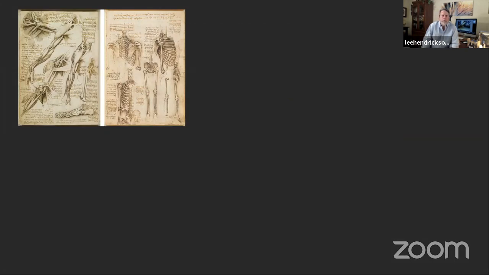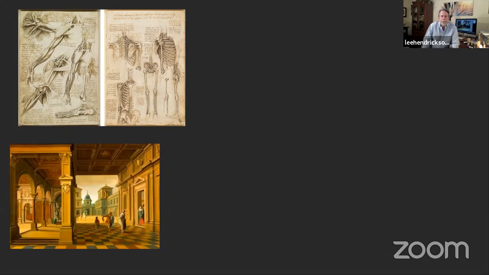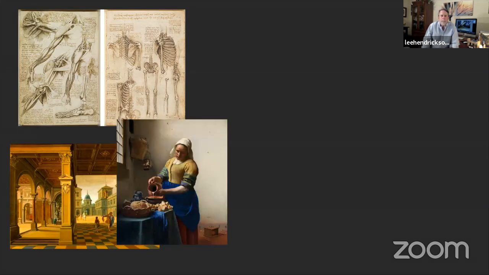Da Vinci's anatomy, there were studies in perspective many, many years ago. Vermeer was a neighbor of a guy named Antonie van Leeuwenhoek, who was a microscopist and ground lenses. And it's probable that Vermeer used lenses and mirrors in his paintings to get this kind of hyper-realistic view.